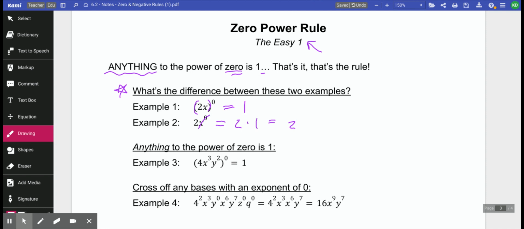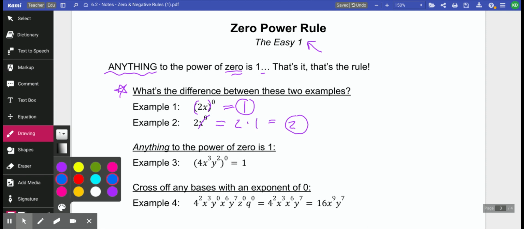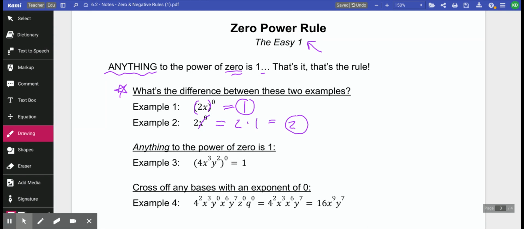So that one's easy. Okay, example 2 is a little bit different though. It's 2 times x to the 0. So the 0 power here is only applying to that x. So what I usually do is just cross that out. So this is really 2 times 1, which is of course 2. So the x to the 0 is 1, but 2 times 1 is still 2. So these are a little bit different. But let's look at number 3. Right here I have a whole bunch of stuff in parentheses raised to the 0 power. It's 1. Okay.